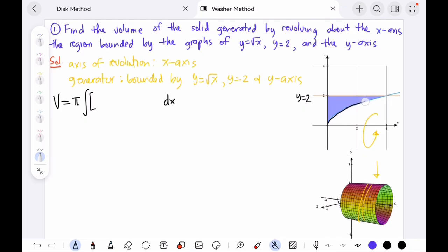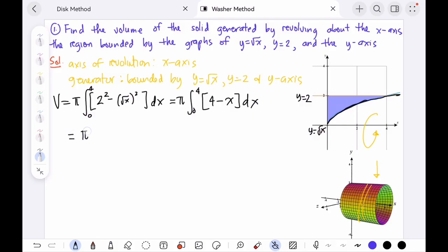And here, the lower portion is defined by y equal to square root of x. So we have 2 square minus square root of x square. So let me move the dx here. Then we will be evaluating from 0 to 4. Okay. Simplifying the integrand, we get 4 minus x dx.